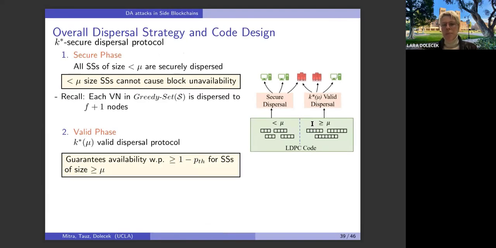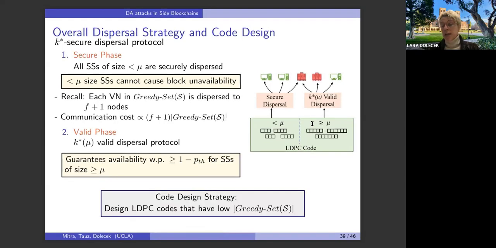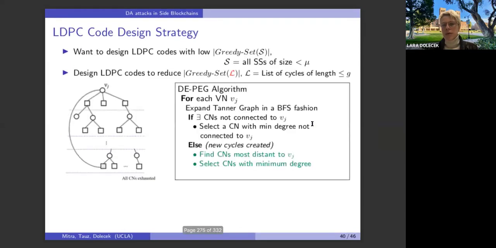For the first step, we deeply care about these variable nodes in the set V, and the communication cost is now proportional to the size of the set V times how many nodes F we have. And so we want to design a code that has a small set of these variable nodes that will cover as many of the stopping sets as possible. Again, we're going to do that by modifying the PEG algorithm.